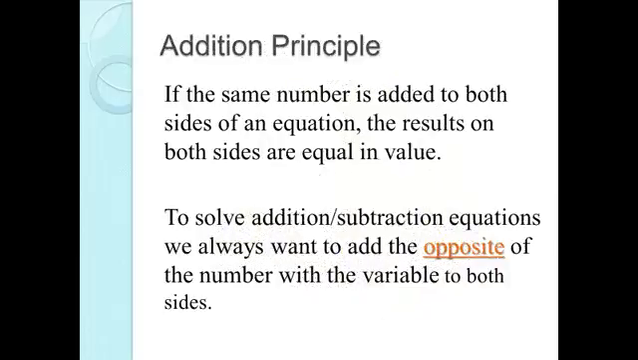The addition principle states that if the same number is added to both sides of an equation, the results on both sides are equal in value. Remember, our goal is to isolate the variable. In order to do that, we need to add the opposite of the number with the variable on both sides. Adding the opposite of the number with the variable will cancel that number out, as they will add to equal 0.